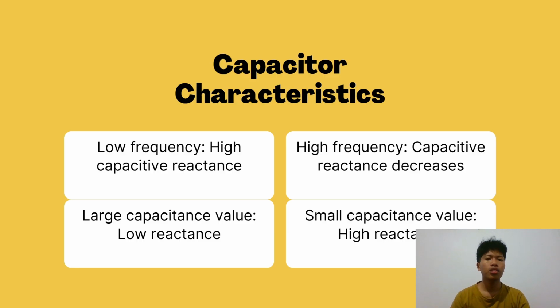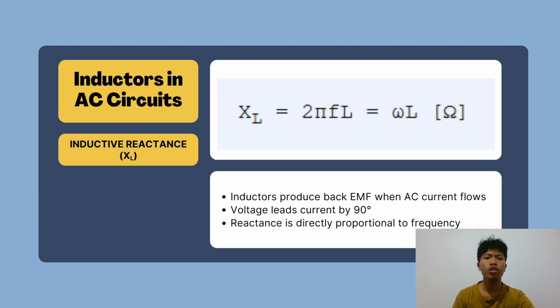Similarly, the capacitance value itself affects reactance. A large capacitance value results in low reactance, while a small capacitance value produces high reactance. The key point to remember: capacitive reactance is inversely proportional to both frequency and capacitance. Next is the inductor in AC circuit.